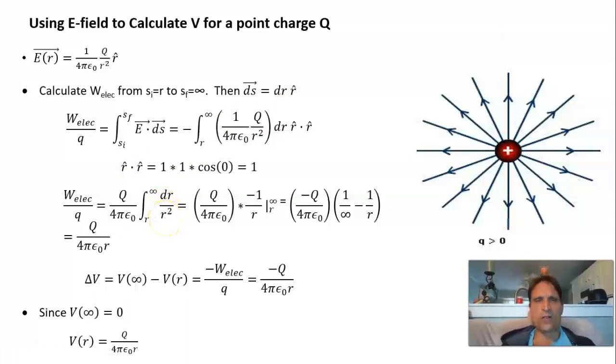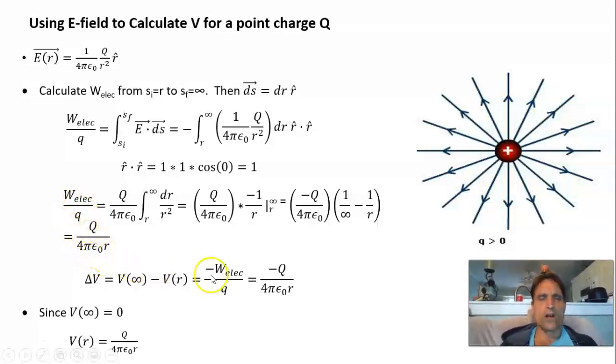Okay, and we know that the antiderivative of 1 over r squared is negative 1 over r. And so we evaluate negative 1 over r at the two endpoints. Okay, negative 1 over infinity is 0. Negative 1 over r is negative 1 over r. And so then this becomes the result of the work per charge. Okay, 1 over infinity is 0. Negative and a negative are a positive. And we get that the work per charge is equal to q over 4 pi epsilon naught r.